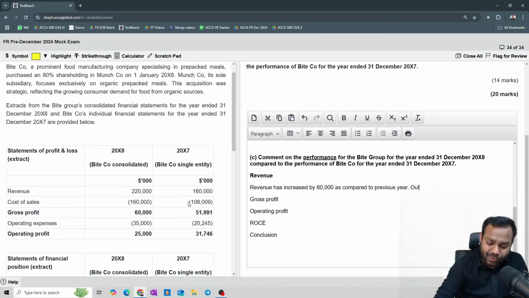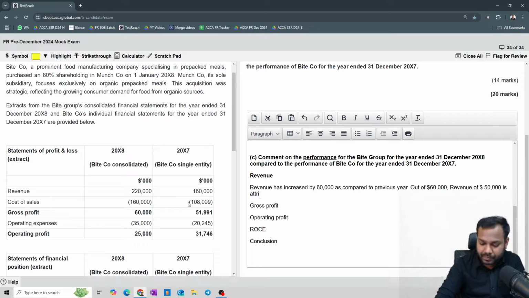Now, out of $60,000 revenue, $50,000 is attributable to Munch company. Tell me yes or no. It is attributable to Munch company.